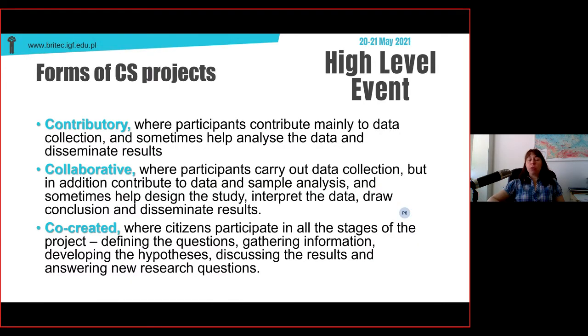And we also know that there are various forms of citizen science projects, from contributory via collaborative and up to co-created, which are the best solutions for both parties, because both parties are really engaged in the process, from defining the questions, then the next step, gathering information, developing hypotheses, discussing the result, and answering together some new research questions.